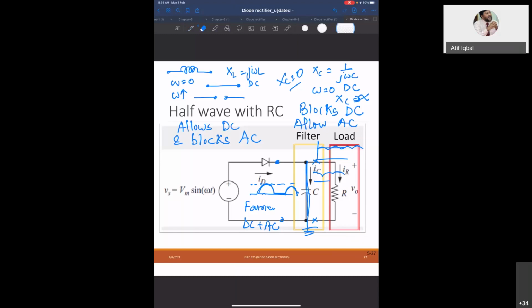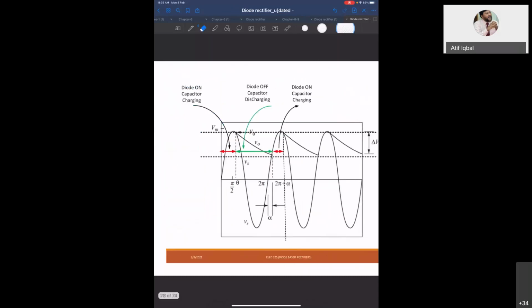But doctor, shouldn't the output voltage be the same for both as they are in parallel? Yes, the output voltage will be the same, and you will see how the output voltage will look. The thing is that you see here I am showing IC, the capacitor current. So we'll see how the voltage waveform looks. This is the voltage waveform across the capacitor and the same across the load, across the resistance.